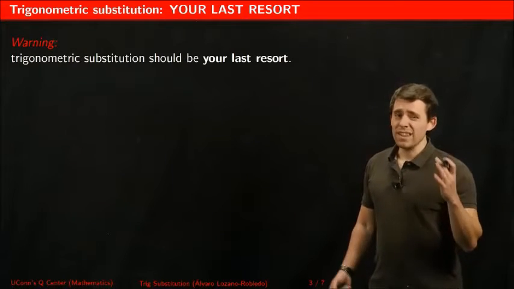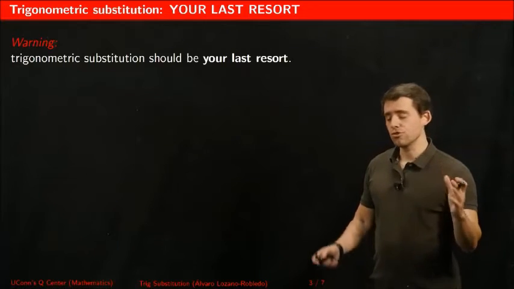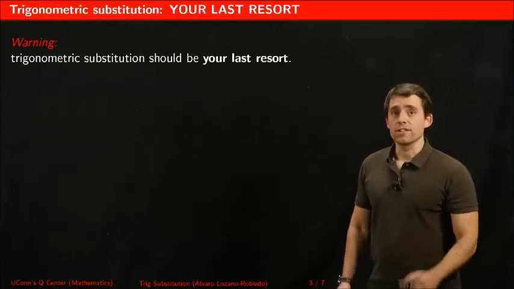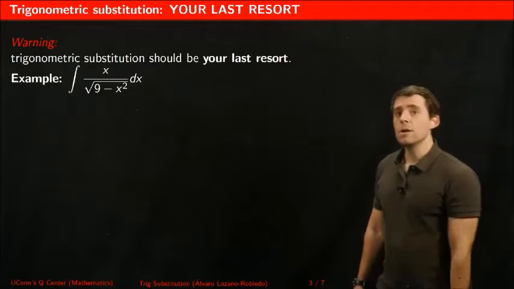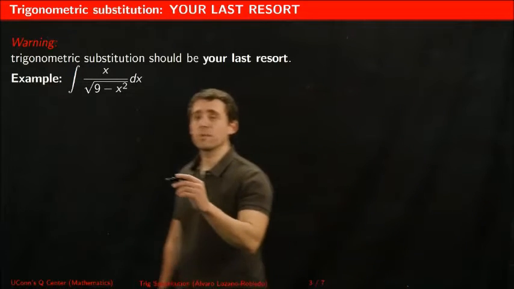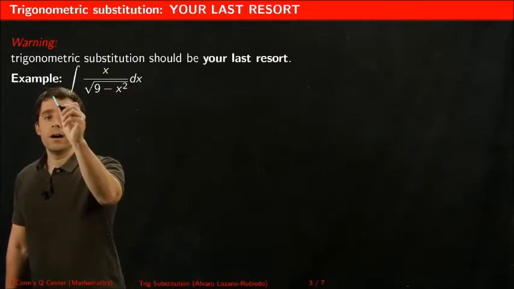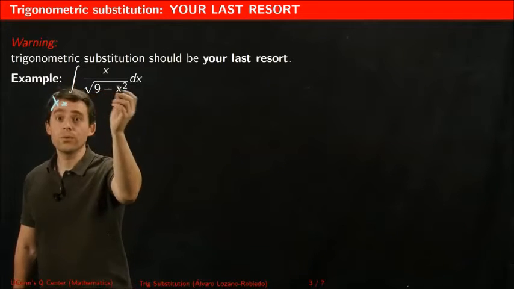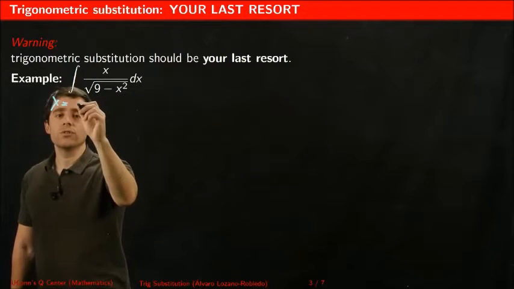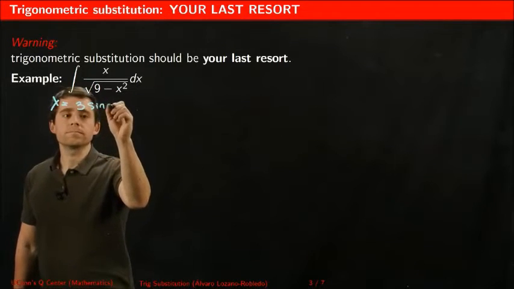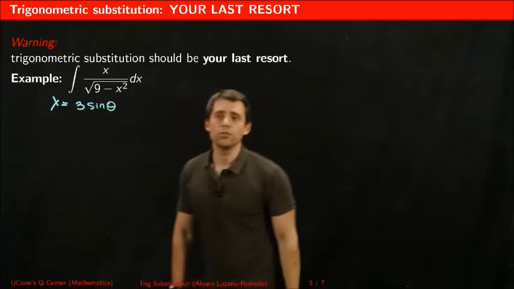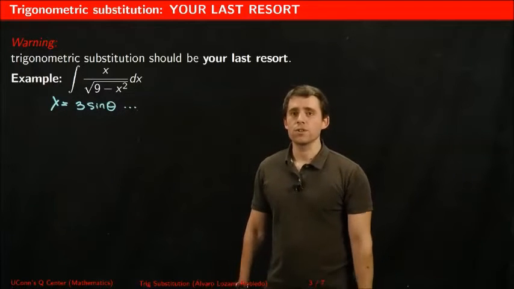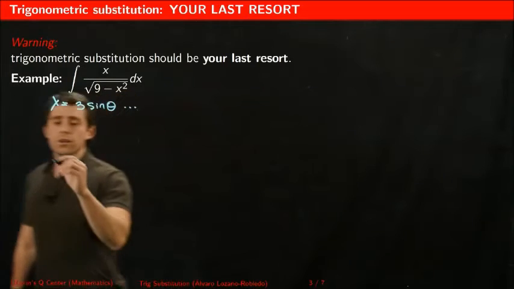First, a warning: trigonometric substitution is one of your last resorts. You should try the simpler methods of integration first. For instance, if you see this example, you might be tempted to use trigonometric substitution, because this is a constant minus the square of the variable inside a square root. I get excited and try x equals 3 sine theta for that substitution. And I can try that. In this case, there is a better option, which is the regular U-substitution.